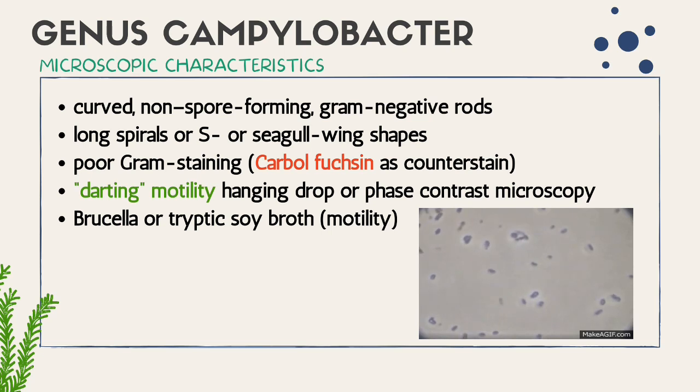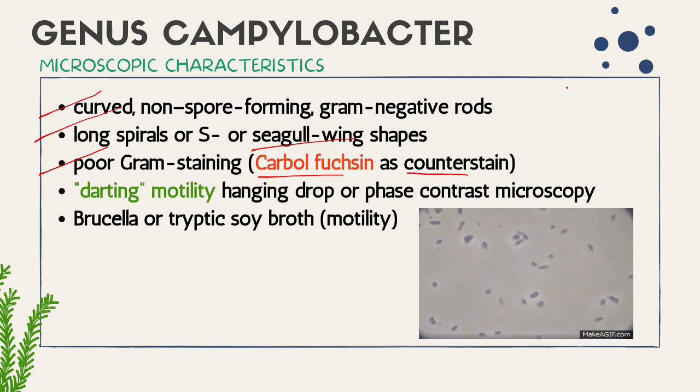So for microscopic characteristics of your Campylobacter, they appear as curved, non-sporing, gram-negative rods. Also, they appear as long spiral or seagull wing shape in morphology. So later on, we will show you the seagull wing characteristic of this particular genus. Next, on gram stain, they stain poorly. That is why carbol fuchsin instead of safranin is recommended to be used as a counterstain.